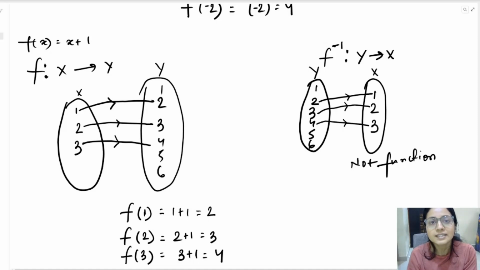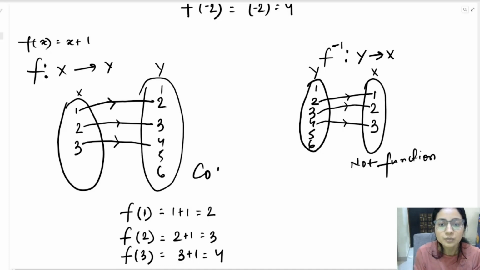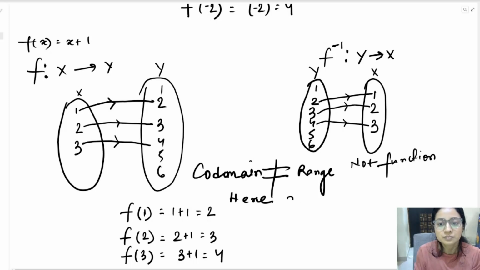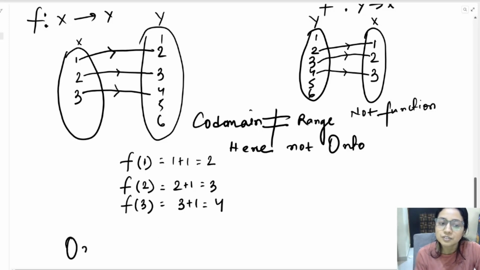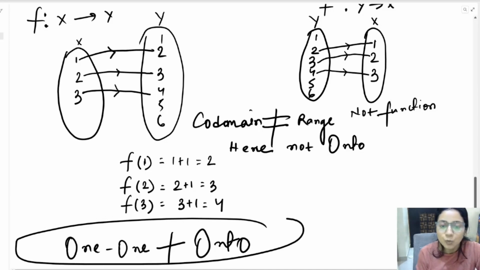So again here, since this function is not onto, the codomain set is not equal to the range. Hence it's not onto, and hence the inverse doesn't exist here. So our function needs to be one-one as well as onto. That means a bijective function, then and only then will the inverse of a function exist.